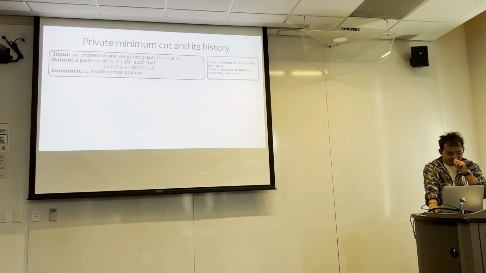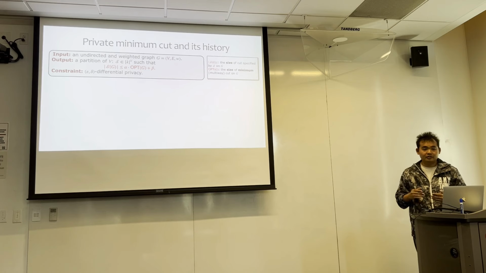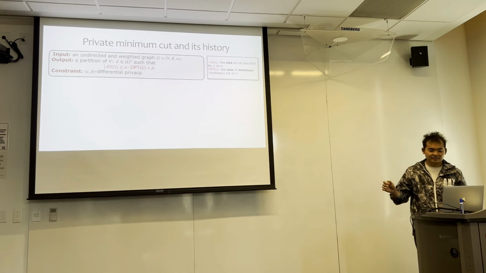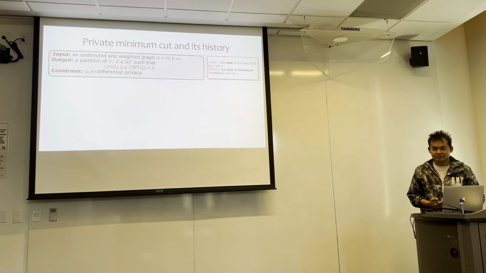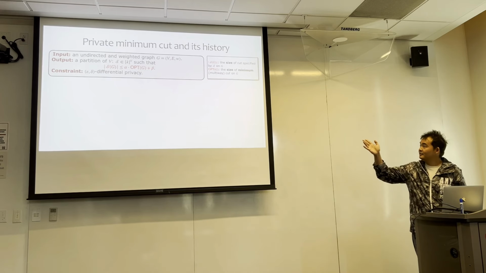Okay, so now we are ready to define the problem. A little bit different from releasing all cuts, from the perspective of optimization, we would like to output a cut in the form of a k-partition of the vertex sets. And we hope the size of the cut specified by this partition is as small as possible. The utility is measured by a multiplicative error alpha and an additive error beta, and OPT of G here is the size of the real min cut on G.